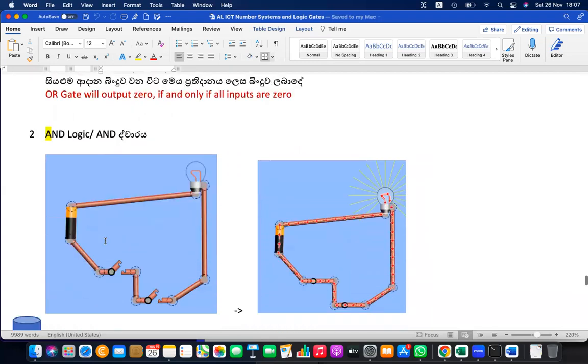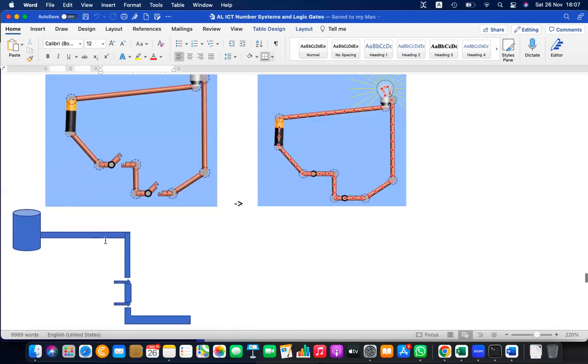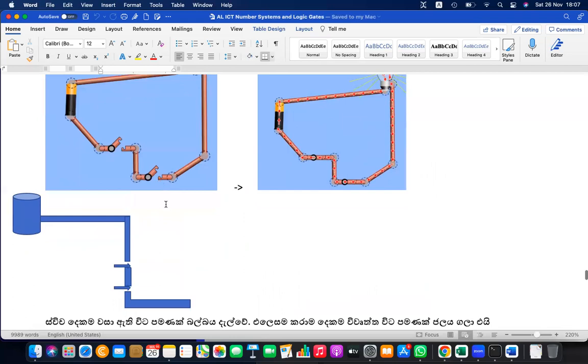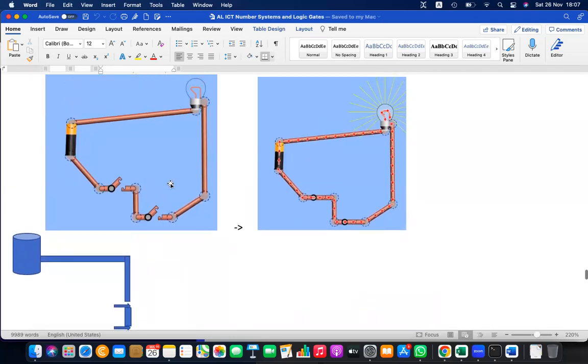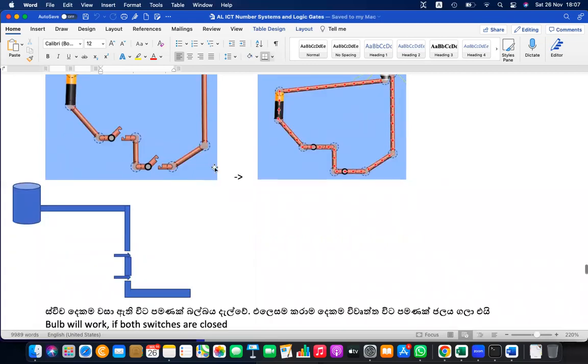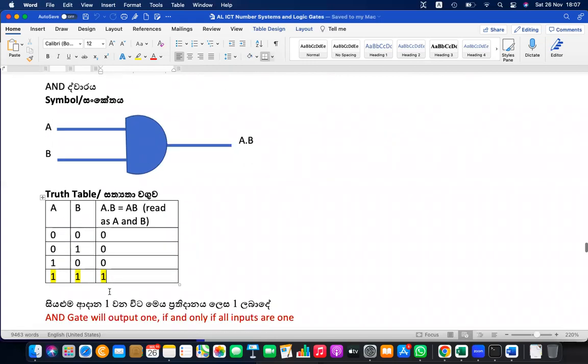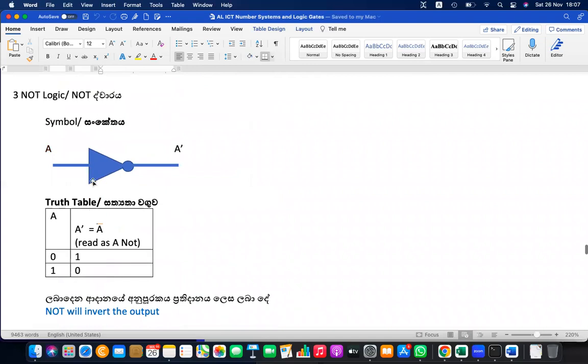Then the behavior of the AND gate is like a series connection. You can see its switches are connected this way, in series. Only if both are 1, it will become 1. Here is the symbol of AND. If both are 1, the output is 1. That is AND logic. Then the next one is NOT logic. It is an invert: 0 gives 1, and 1 gives 0. That is invert in the logic.